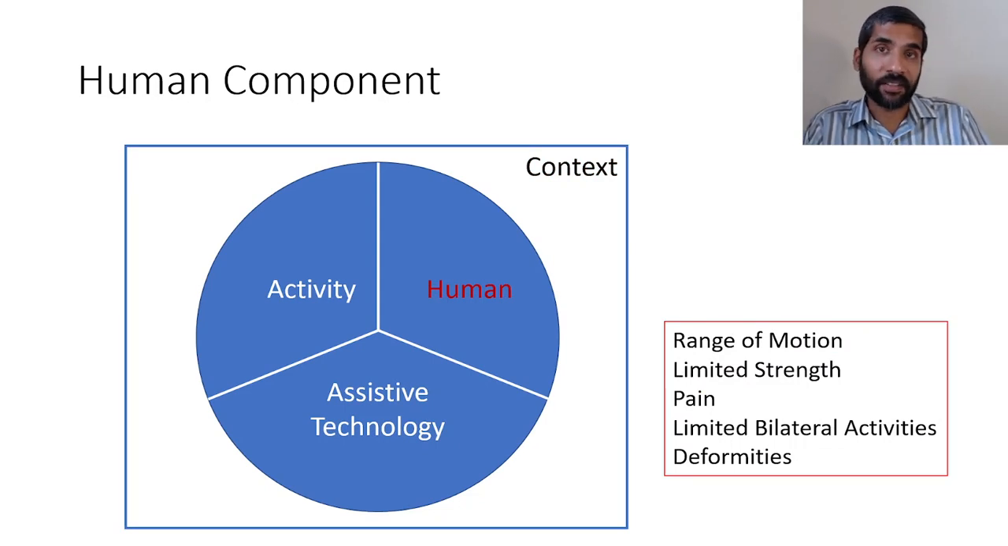The human aspect of it is the fact that people have limited range of motion. Probably they have limited strength to manipulate things. Maybe they have pain in various joints. Maybe they have problems with their body because of which they can't do activities with both sides of the body. Or maybe they just have some deformities in the hands, or other deformities which don't allow them to manipulate objects as normally people could, right? So what kind of assistive technologies could help?